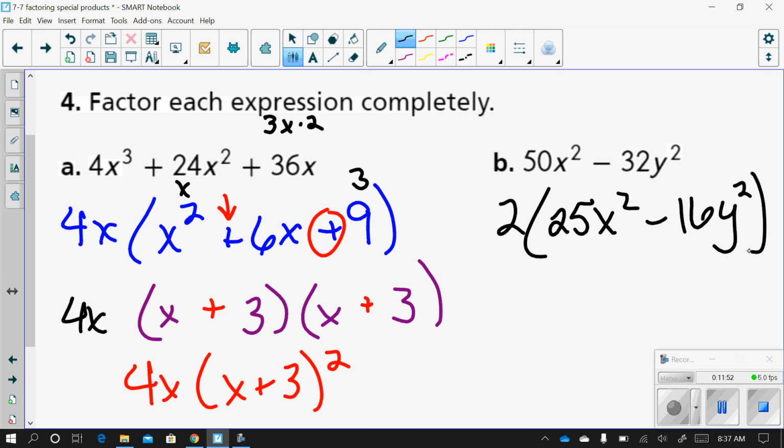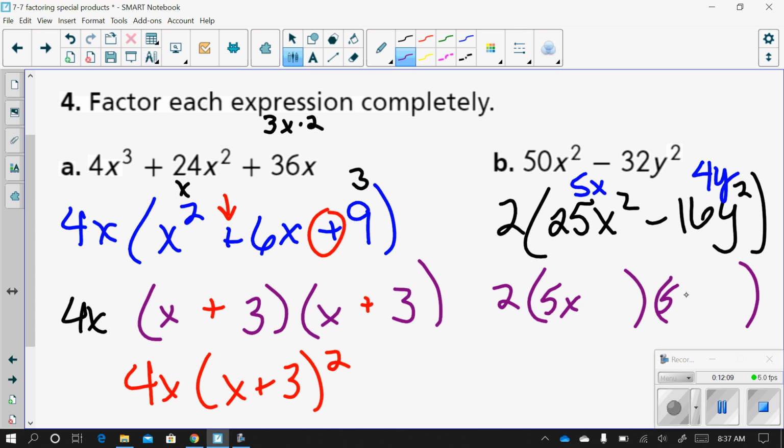Oh, this looks like I have 2 terms. Let's see if I can take the square roots. 25x squared, the square root there is 5x. 16y squared, square root there is 4y. Oh, we do have the difference of squares. So leave the 2. Put the 5x in both of them. Put the 4y in both of them. And it's the difference of squares, so that's conjugates. One's plus, one's minus. And there's your answer.